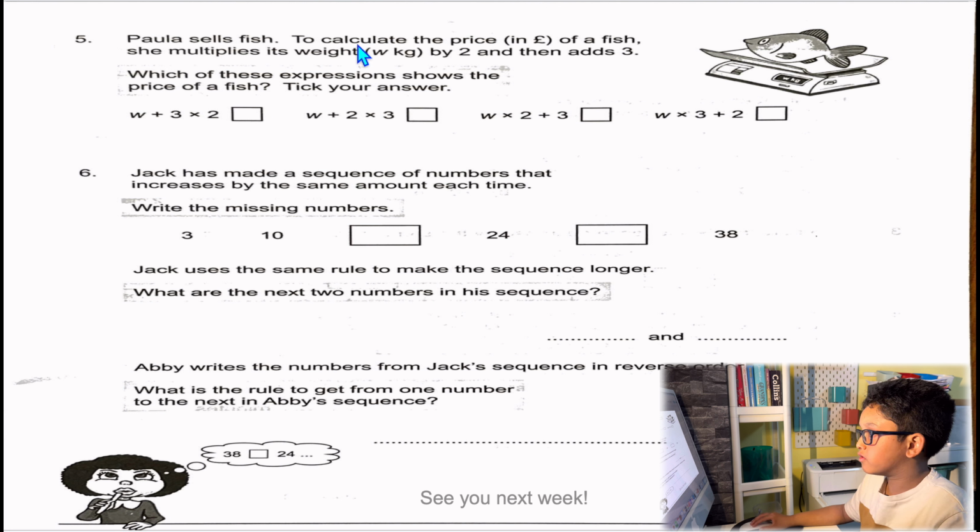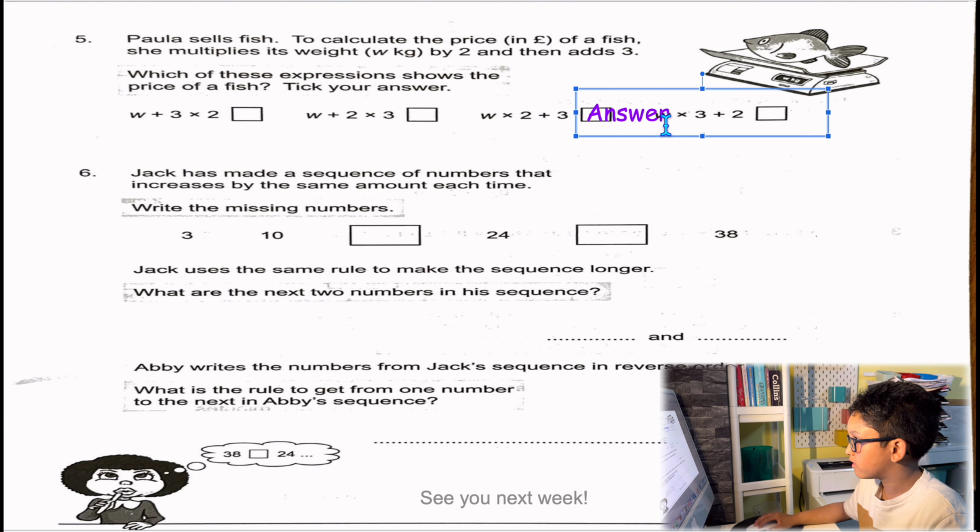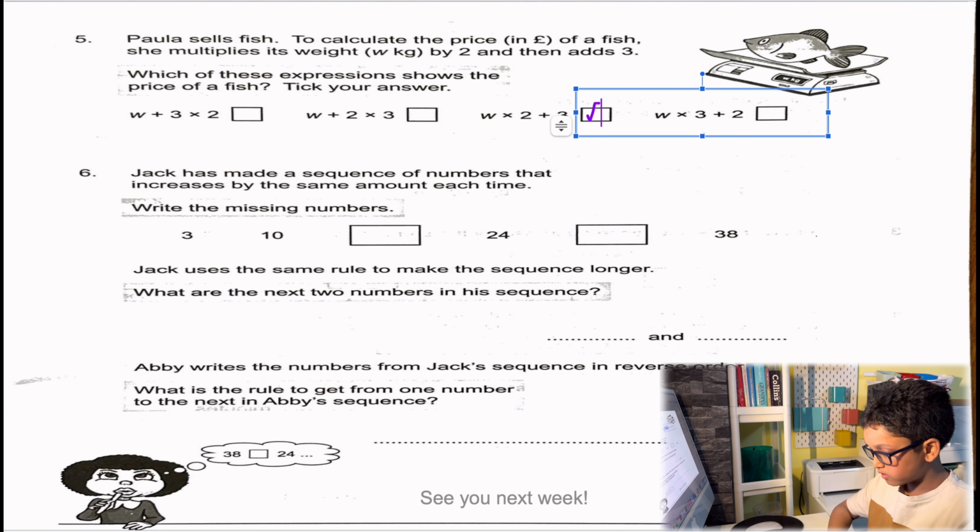So we have to do weight, which is W. We need to multiply it by 2, so W times 2 and then add 3. W times 2, add 3. This one is correct. Let's tick the box.